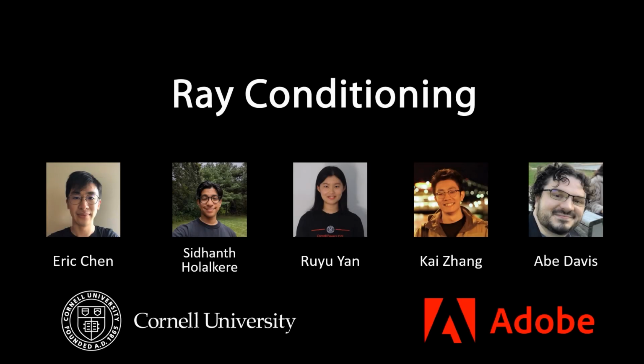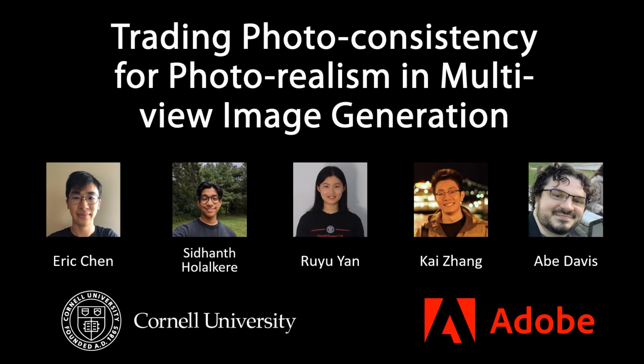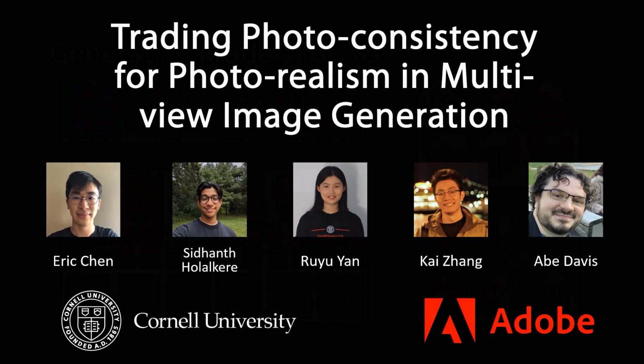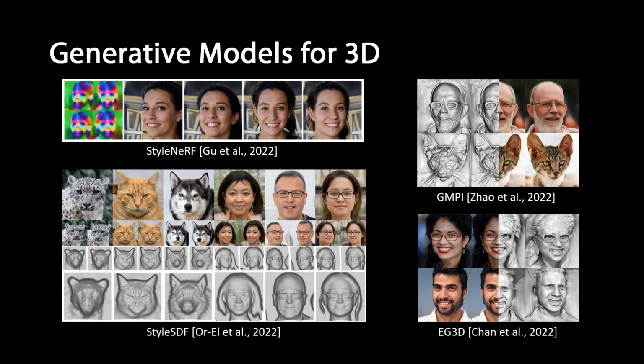Ray conditioning, trading photo consistency for photorealism in multi-view image generation, by Eric Chen, Siddhant Holkare, Ryu Yan, Kai Zhang, and Abe Davis. 3D GANs are awesome. These methods learn 3D representations from 2D data and have proven to be effective with a variety of neural representations.